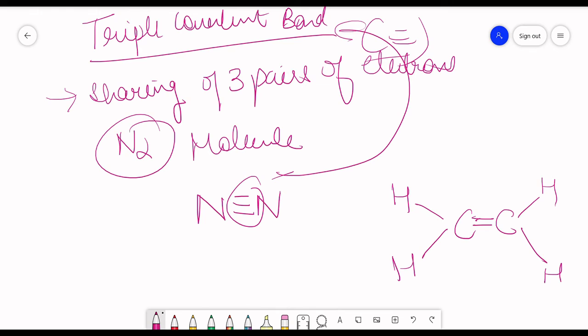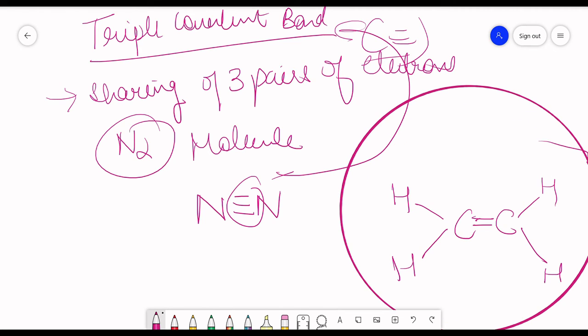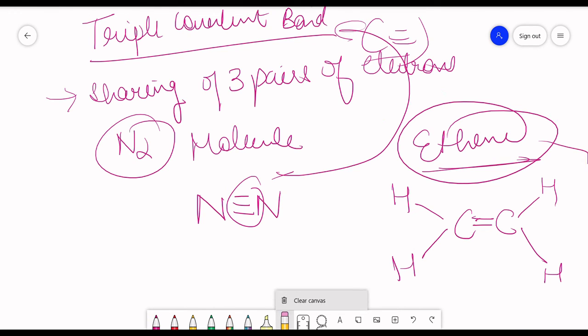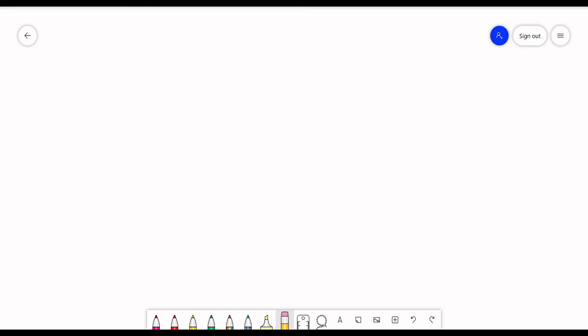So this is not an example of a triple bond. I'm showing ethene so that I can show you that two types of bonds can be present in a single molecule, right? I hope this is clear to you. If not, then tell me in the comment section below. I'll surely make a video to clarify your doubts.